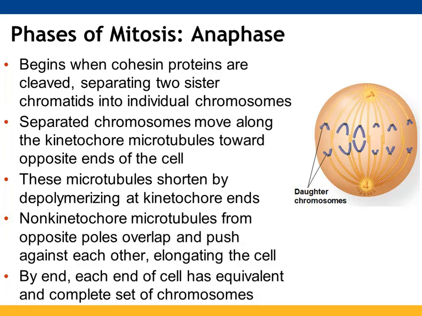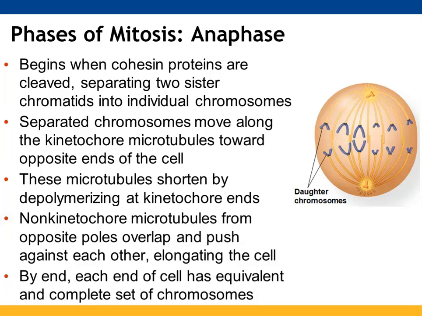When we reach anaphase, we do see the sister chromatids separate. If cohesins have been involved, they are cleaved. We see that they split at the centromeres, at the kinetochores. And so the kinetochore microtubules start to draw in those separated chromosomes to opposite ends of the cell.